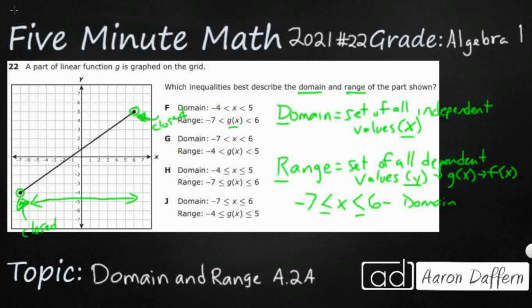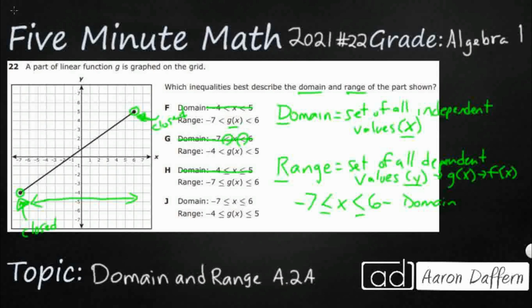So that's our domain. So we're looking at F, right? F is just not going to work. It looks like they flipped the domain and range. G looks kind of close, but take a look. It doesn't have equal to, so that's not going to work. And then H and J, once again, we're switching the domain and range, so that doesn't work. So right now J is the only one that looks like it works.